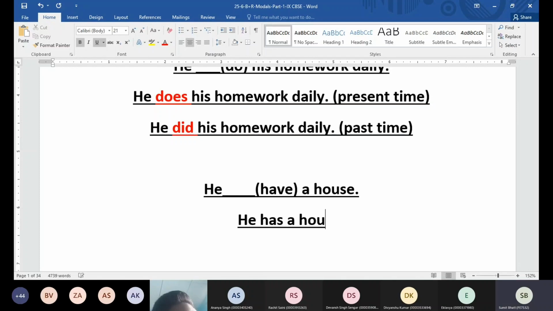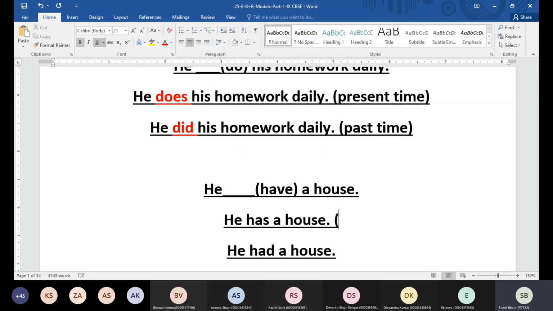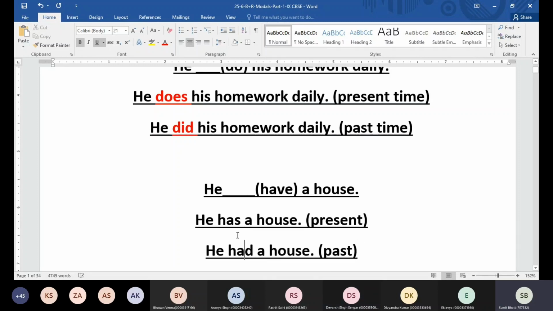He has a house. When I say he had a house, it refers to the past, so what should we write? He had a house. I'm referring to this time. This one is going to be present, and this one is going to be past. Okay, so see guys, these are going to be primary helping verbs.